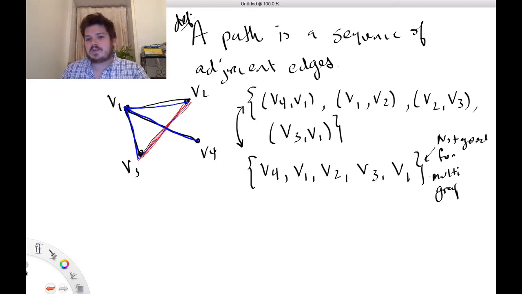Right, and if you have a multigraph, you might have multiple edges, and then you would have to care about which way you get from V2 to V3, for example. There could be two V2, V3s, and if you define the path by the edge sequence, that might be a bit easier to do.